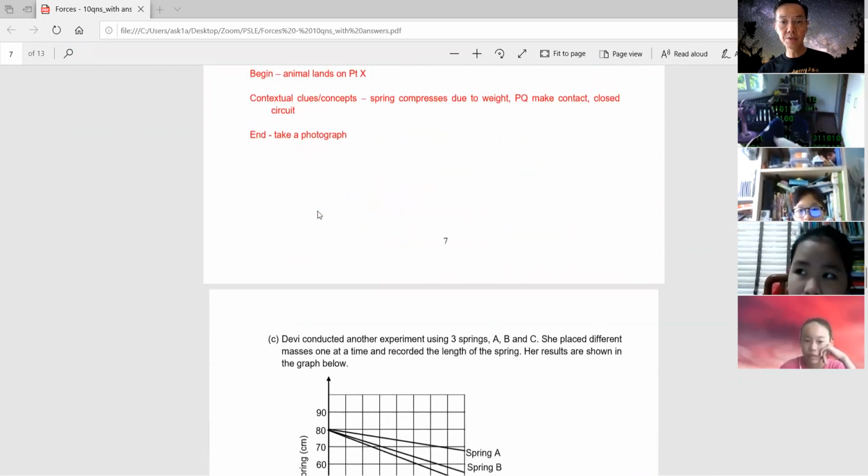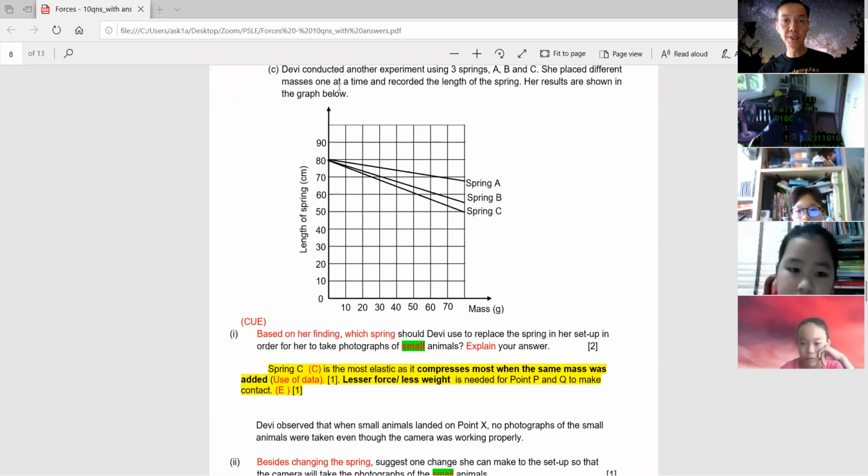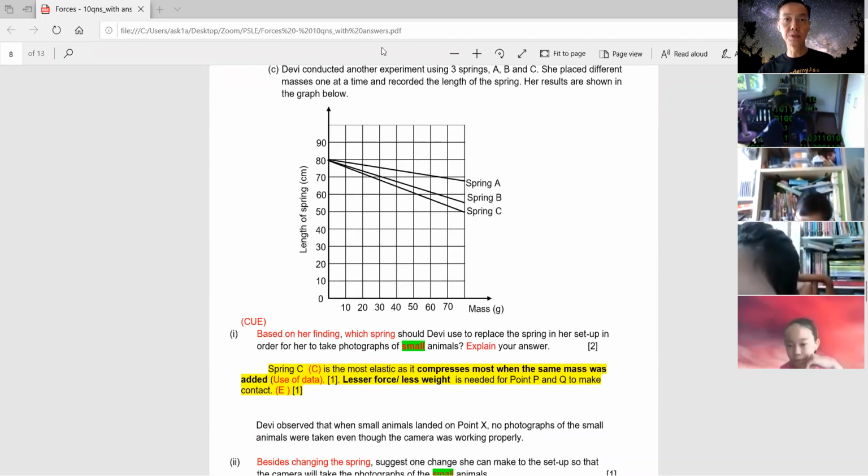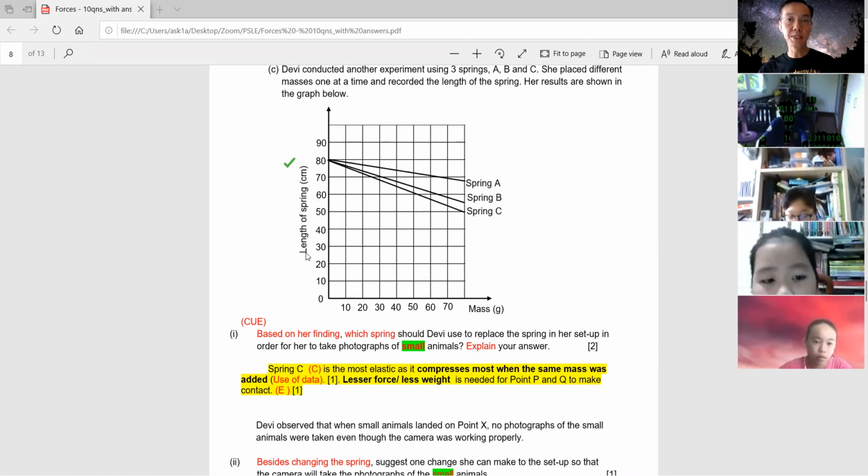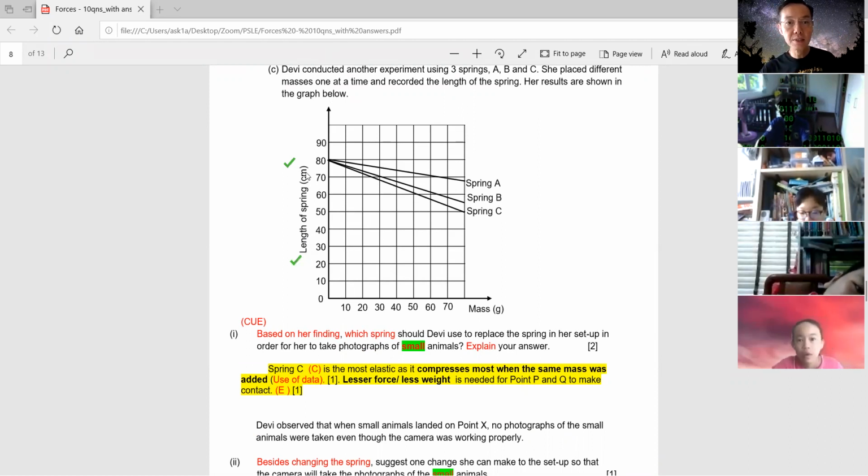Okay, so you look at this graph here. Firstly, you see the vertical axis. What does the vertical axis show? Chloe, can you tell me? What does it indicate? The vertical axis shows this one. Can you read out this one? Length of spring.